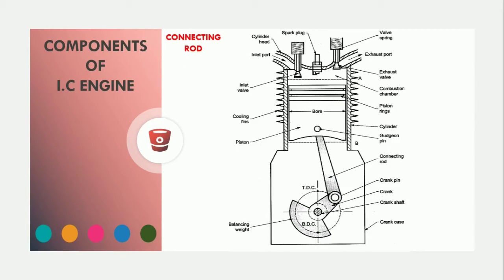Connecting rod. Here you find the element, connecting rod. The connecting rod is used to connect the piston with the crank. One end of this connecting rod is connected to the piston block by means of the gudgeon pin. Here you find the gudgeon pin. By means of the gudgeon pin, one end of the connecting rod is connected to the piston, whereas the other end of the same connecting rod is connected to the crank over here. So this is the element which is used to connect the piston block with the crank, and that element is called the connecting rod. Move to the next.